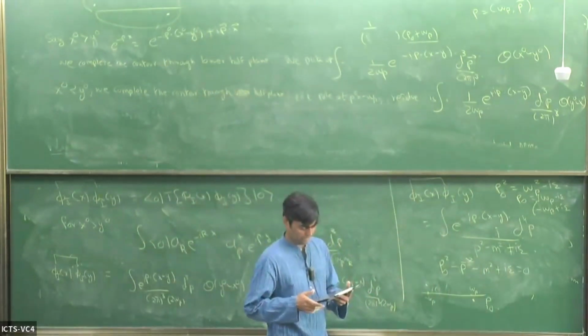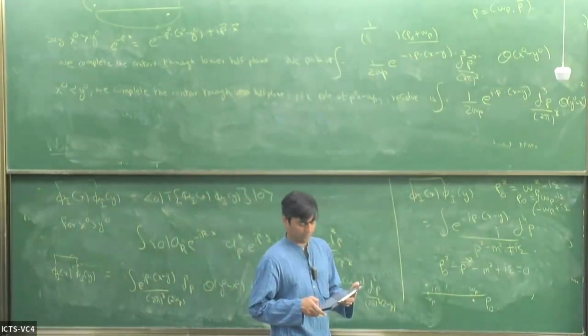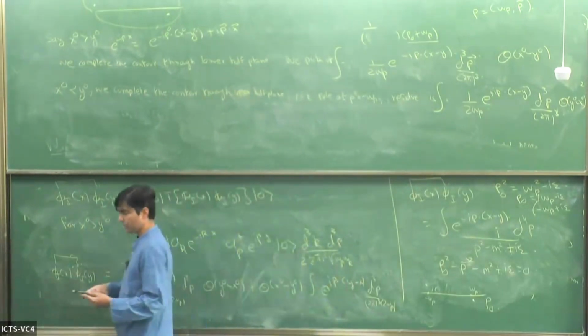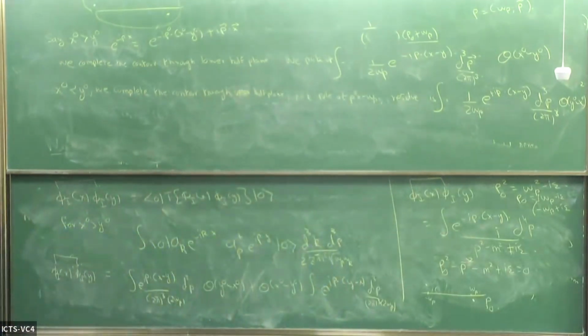Last time when you did this commutation, you said that for space-like separation it will be 0, because I can rotate it and take it to minus r. The commutator is 0 for space-like separation. But from here, how can you show that? This is a Green's function expression, right?